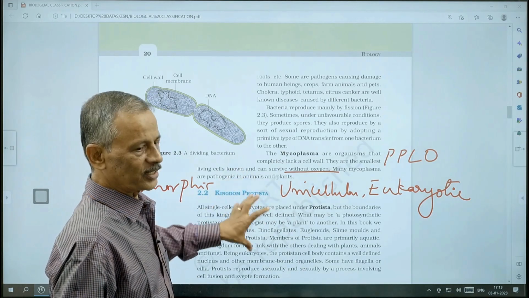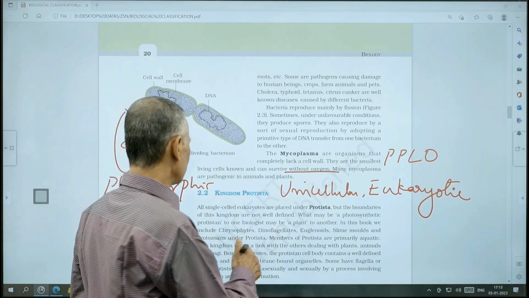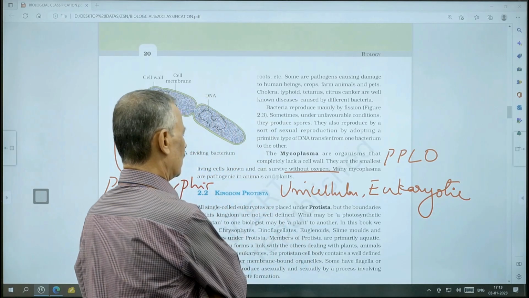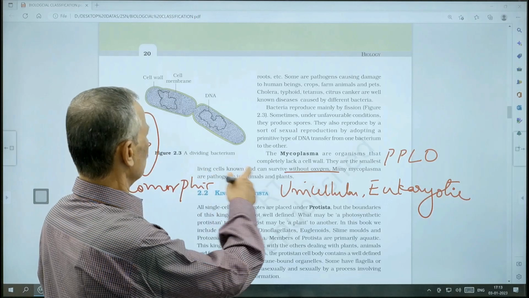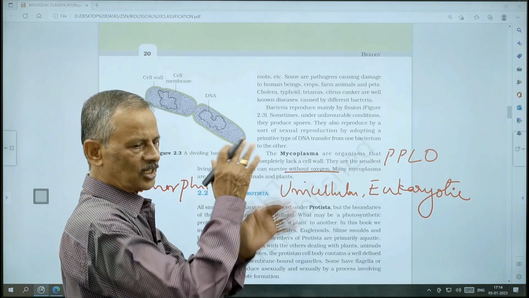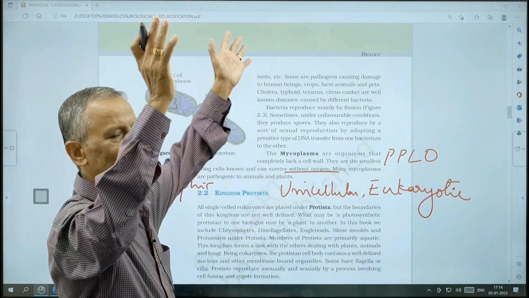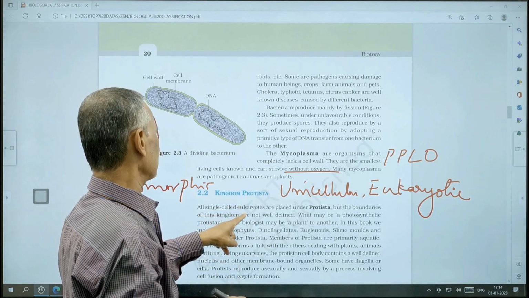Okay, this includes plant-like, animal-like organisms. This kingdom forms a link with others, dealing with plants, animals, and fungi. We have seen in that diagram, we have discussed that it is from the Protista that fungi, Animalia, Plantae, etc. have evolved. So, this is a link.